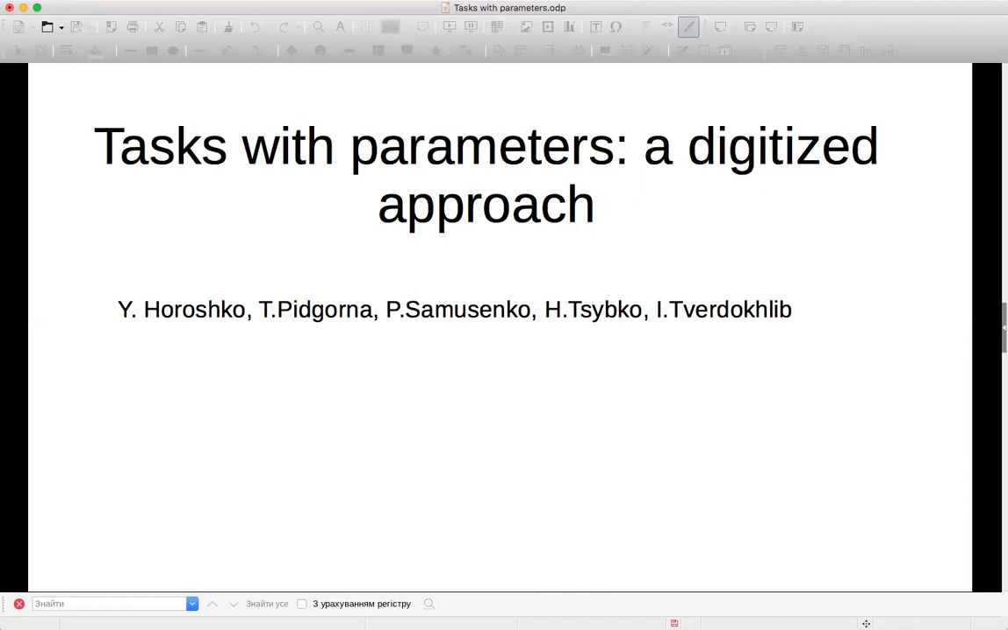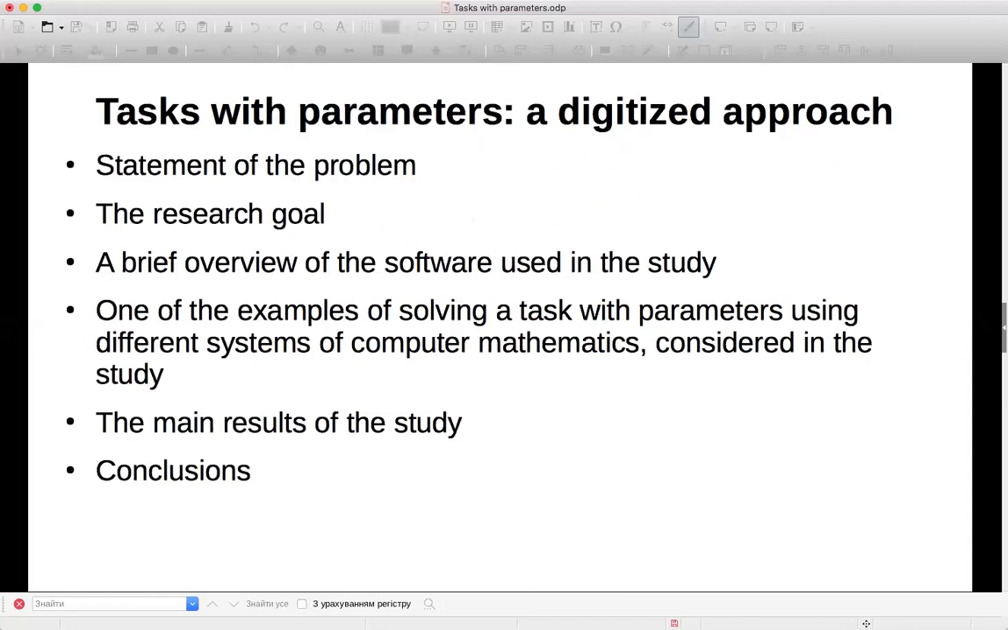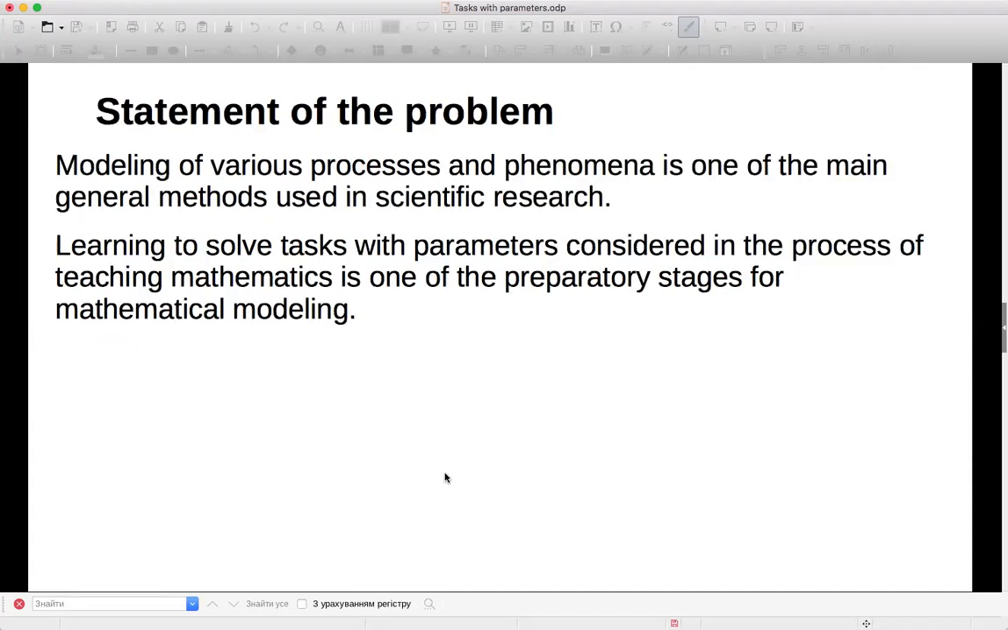Let me introduce you a study on tasks with parameters, a digitized approach. I will build my report according to the following structure: statement of the problem, the research goal, a brief overview of the software used in the study, one of the examples of solving a task with parameters using different systems of computer mathematics considered in the study, the main results of the study, and conclusions.